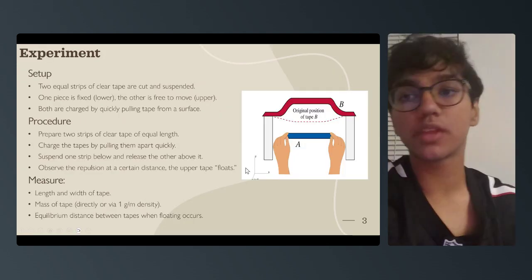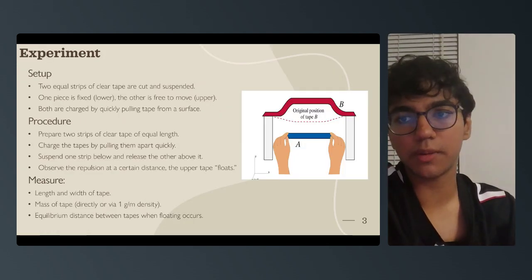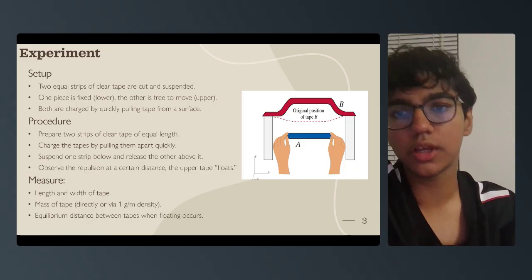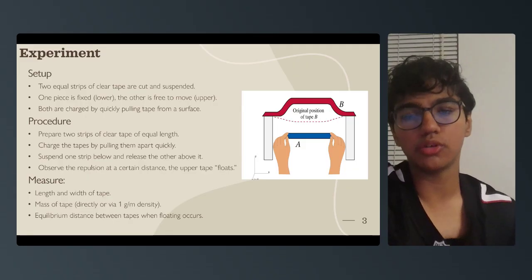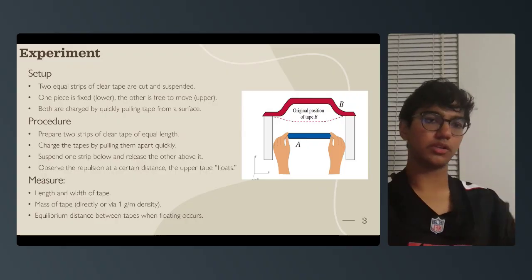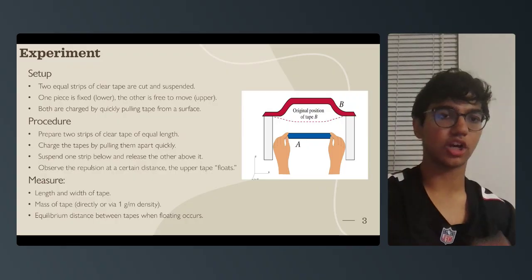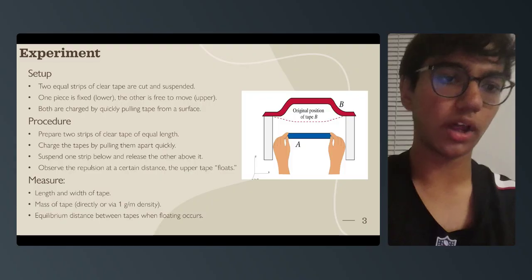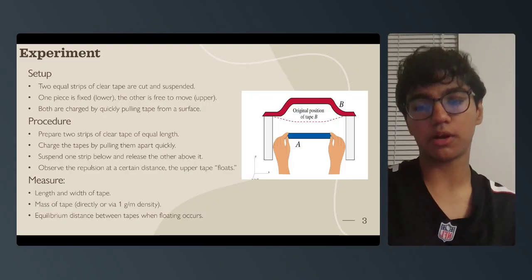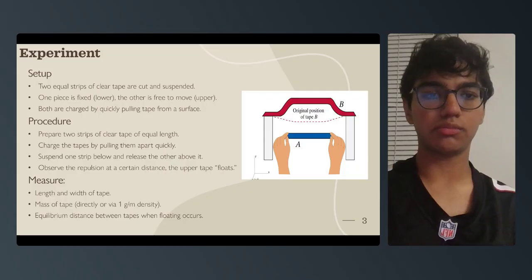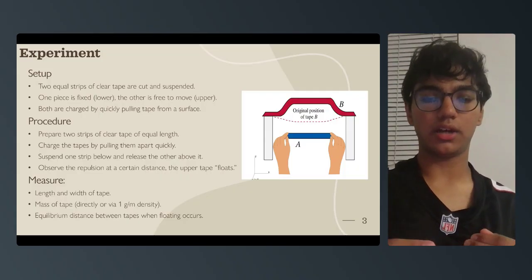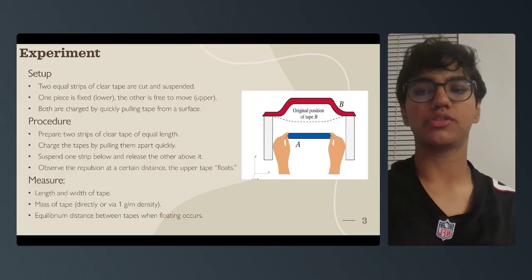Experiment setup. Two equal strips of clear tape were cut and suspended. One piece is fixed, the other is free to move. Both are charged by quickly pulling tape from the surface. Procedure. You just take two strips, put them on the table, and then pull one apart. So one gets a charge, one doesn't. Then you hold one and put the charged tape above it, and they should repel. They should attract, and that would prevent it from slacking. And in equilibrium, Fe would be equal to Fg.